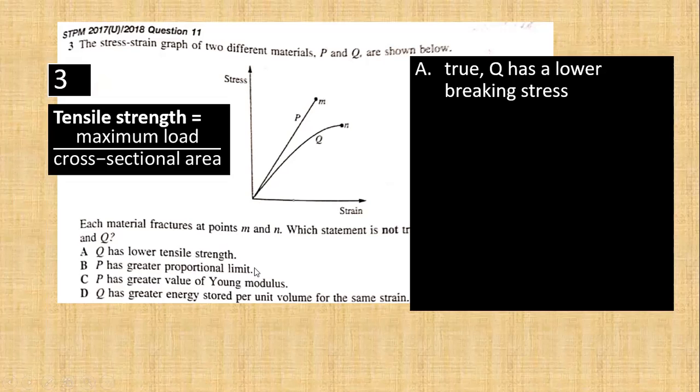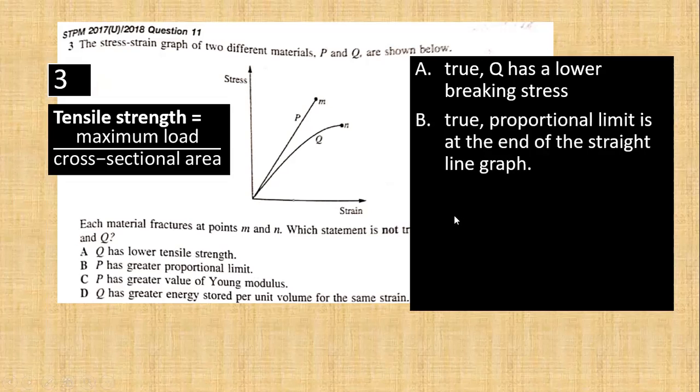P has a greater proportional limit. True. Greater stress, greater proportional limit. P has a greater value of Young's modulus. True. You will get from the gradient, greater slope.